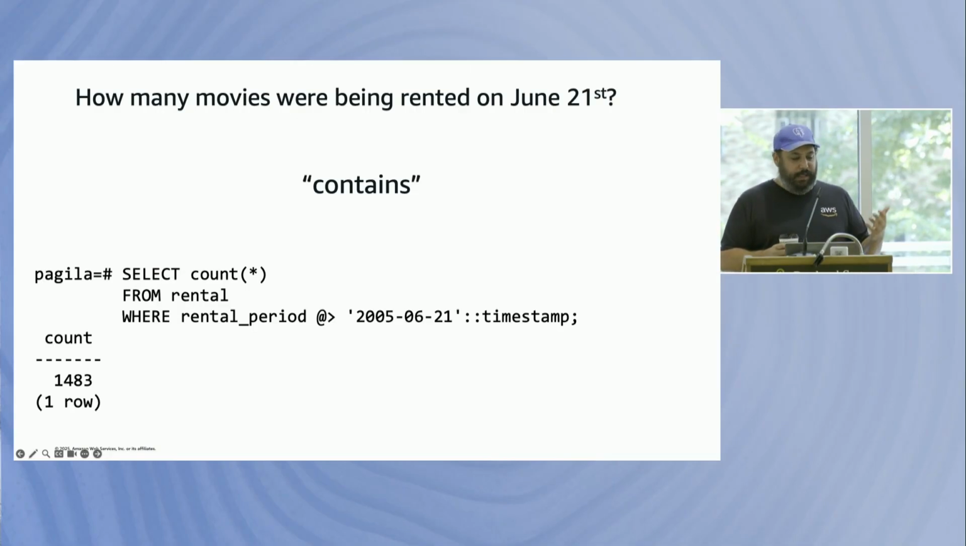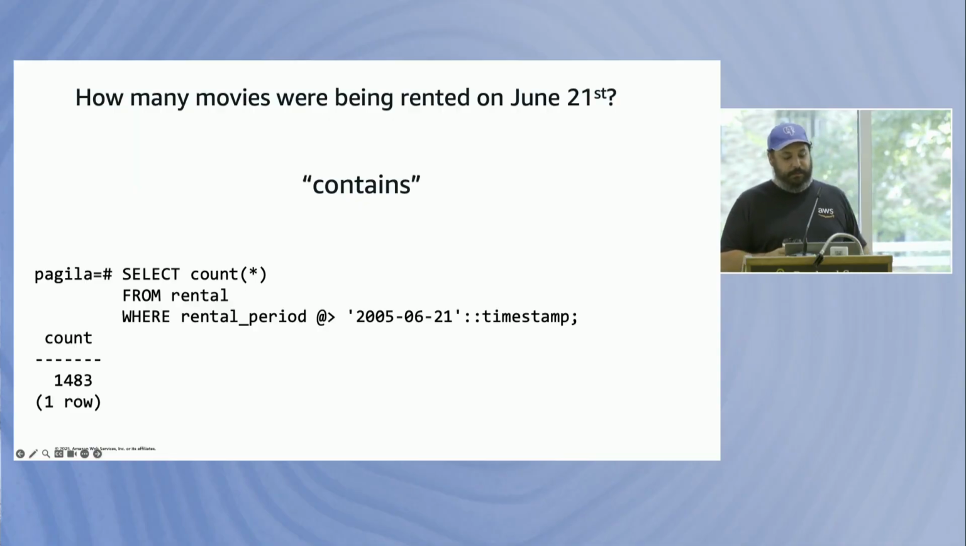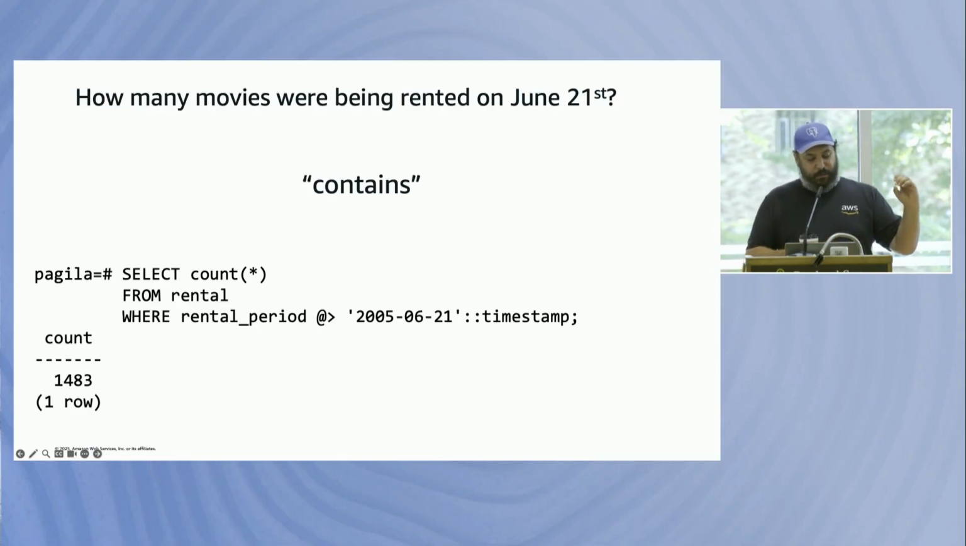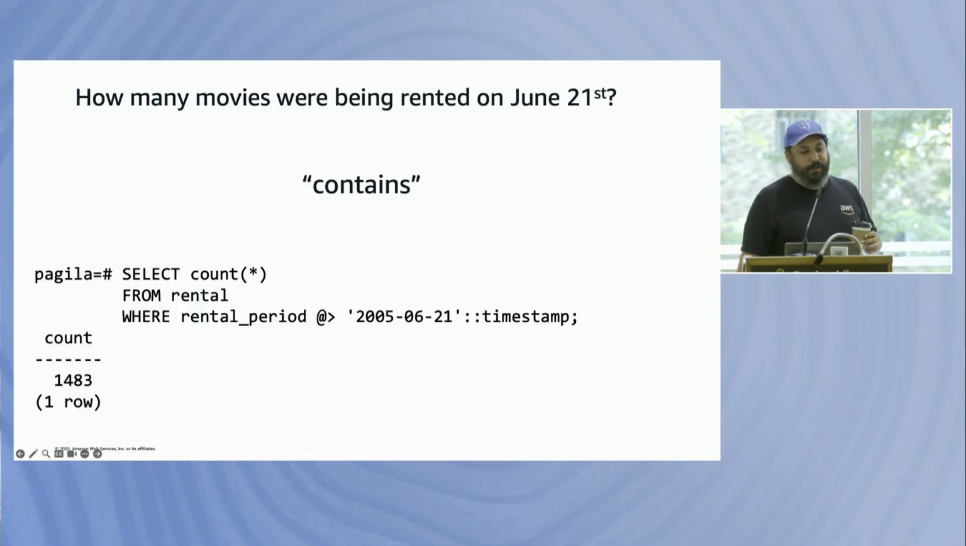So we can do select count from the rental table where the rental period, June 21st. The hard part is remembering what this little bird thing means. It means contains. I think it's like there's a group and then the thing is like an embracement maybe. So that's the contain, I don't know. It's like a bird thing. That's what I think it is. So it's a very easy query to write and look at.